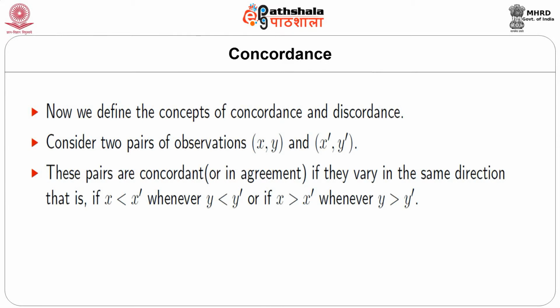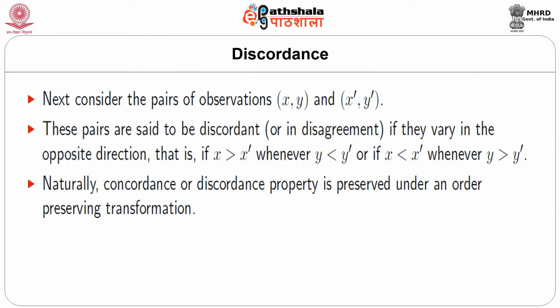Next, we shall introduce the concept of discordance. Consider the same pairs of observations (x, y) and (x', y'). These pairs are said to be discordant, or in disagreement, if they vary in the opposite direction. That is, if x greater than x' whenever y less than y', or if x less than x' whenever y greater than y'. In other words, if the line joining these points has a positive slope, the points are concordant, and discordant otherwise.